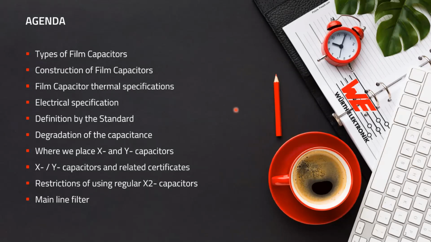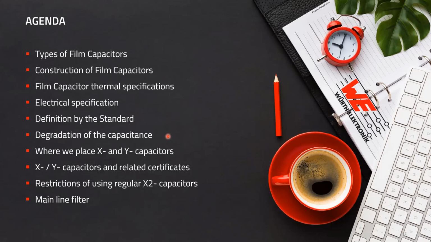enjoy the session. So I have listed just the headlines, what I want to talk about. So coming from the types of film capacitors, also construction types, differences. Then some important things about the capacitor itself, like thermal specification, how is the electrical specification defined, what about the standards, which are present, and then important topics would be the degradation of capacitance.